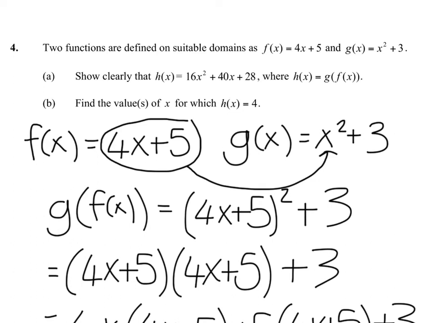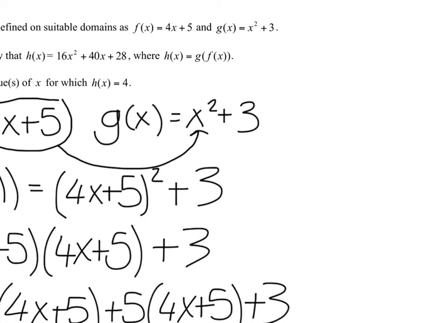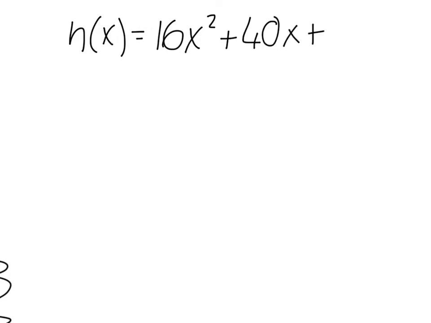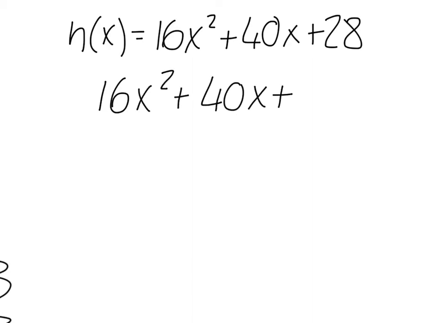Part B asks us to find the values of x for which h of x equals 4. So we know now that h of x is the function that we've just written down. H of x is equal to 16x squared plus 40x plus 28. So we just proved that. We want to know the values of x which make h of x equal to 4. So that means 16x squared plus 40x plus 28 equals 4.